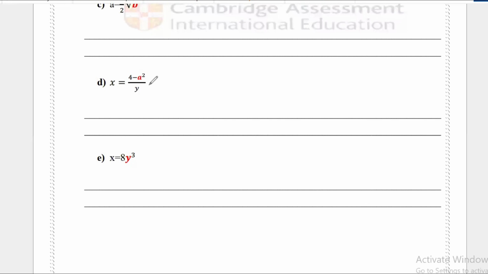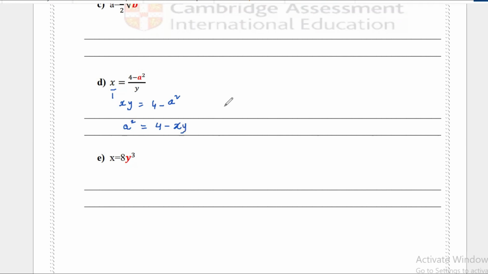Next, part number d. Here we are looking for a equal to what? The first thing is to cross multiply, and we will write xy is equal to 4 minus a squared. And as we are looking for a, it's better we take a square from right to left. It becomes plus a square and 4 minus xy.